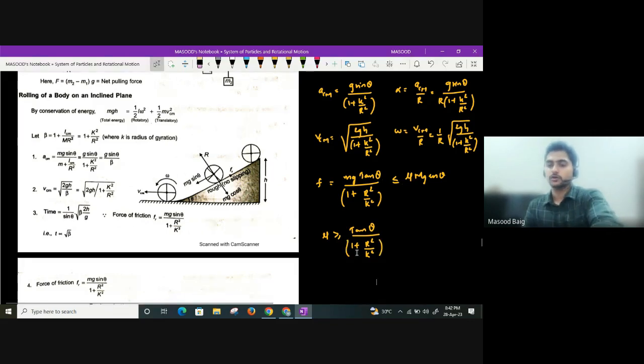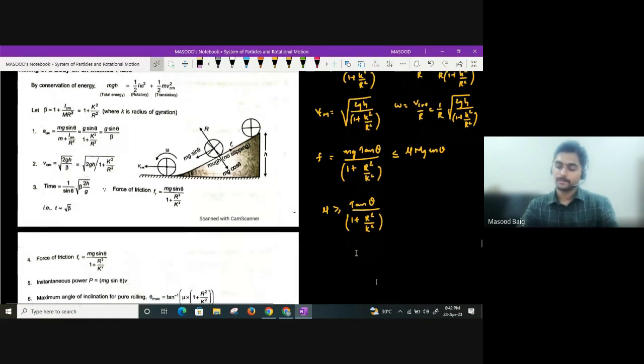Okay. And they will also ask you to find out, sorry, this will be mg sin theta, not mg tan theta. Friction value will be mg sin theta divided by 1 plus r square by k square. So what is the minimum value of coefficient of friction, they will ask you. The minimum value of coefficient of friction should be equal to tan theta divided by 1 plus r square by k square.